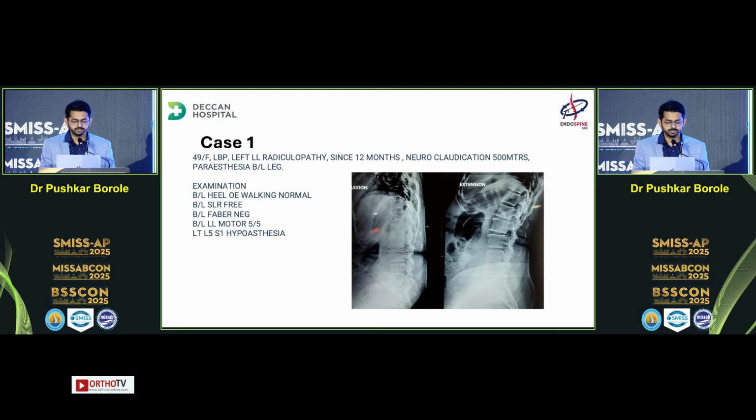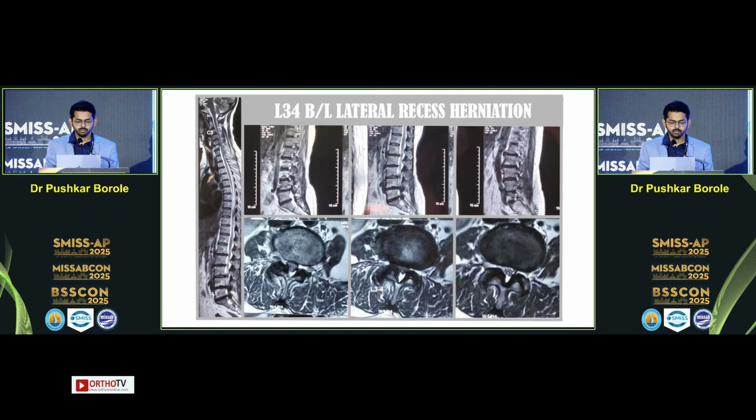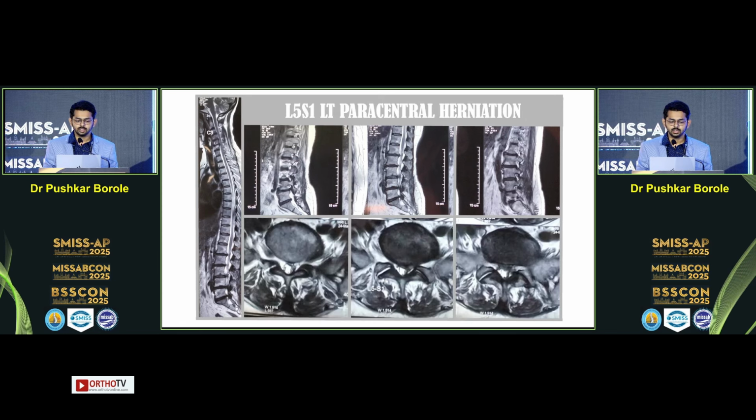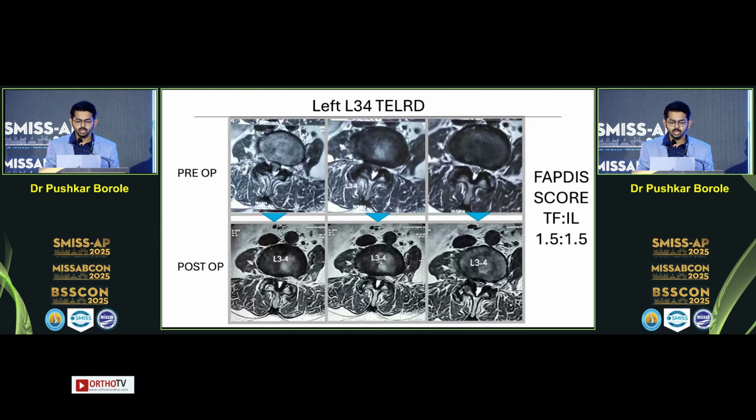Coming to cases, this is a 49-year-old lady with low back pain and left lower limb pain since 12 months, neurogenic claudication at 500 meters, and no motor deficit. On MRI, we can see there is L3-4 bilateral lateral recess stenosis, L4-5 left more than right lateral recess stenosis, and L5-S1 left paracentral herniation.